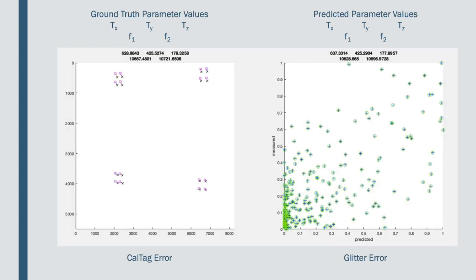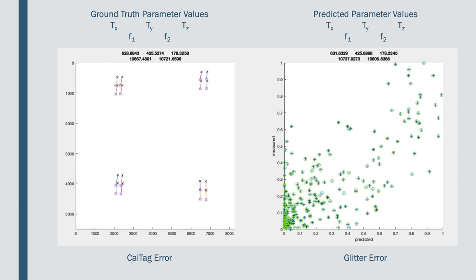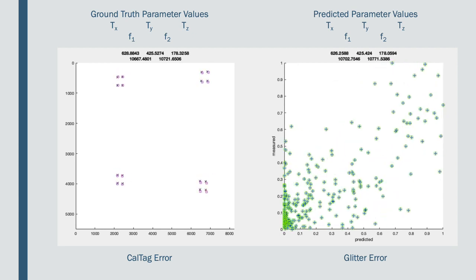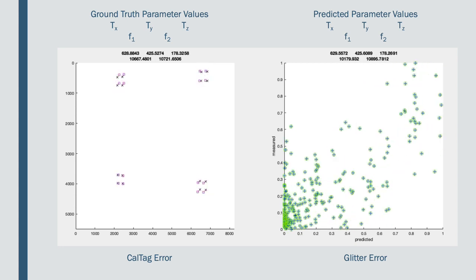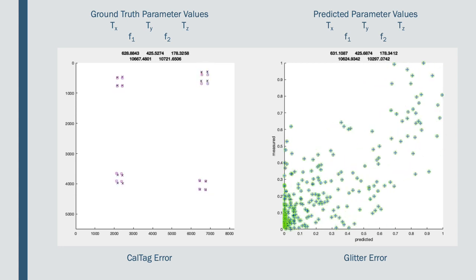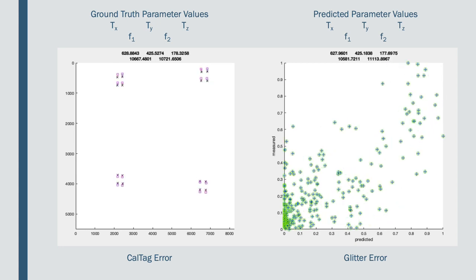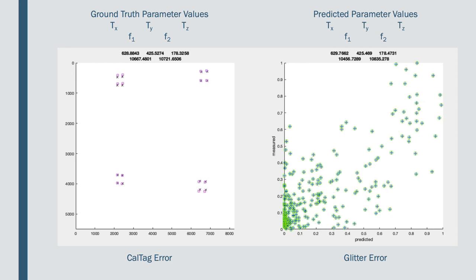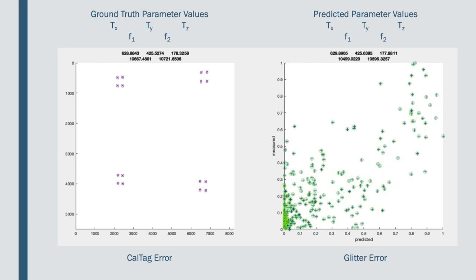This is the final optimization. On the left, we see the ground truth camera translation and focal length obtained from the Zhang checkerboard calibration. On the right, we see the predicted translation and focal length at each iteration of the optimization. As the optimization runs, the predicted CalTags align with the actual image coordinates, and the glitter intensities form more of a diagonal, thus minimizing the error. And we see that the translation and focal length approach the ground truth values.